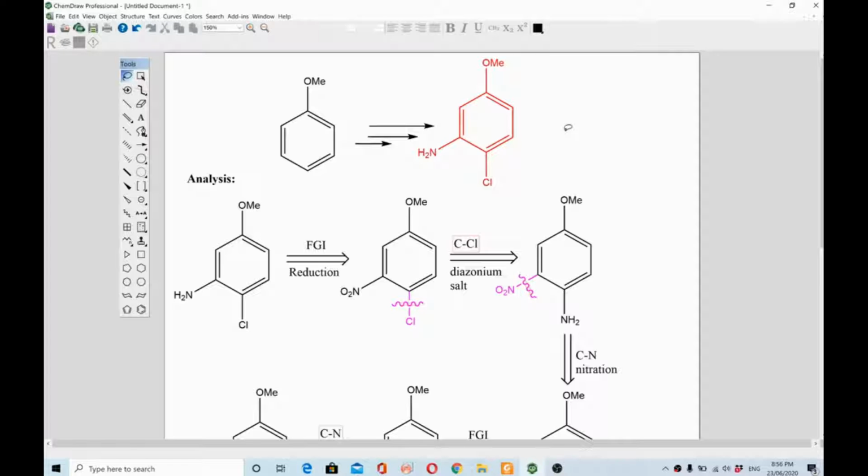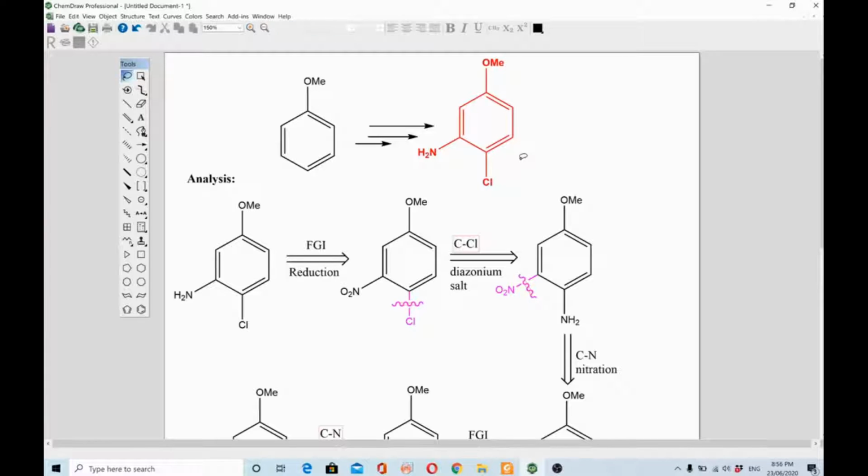Hello guys, in this video I will be talking about the retrosynthesis of this molecule which is colored in red. So this is an aromatic compound, contains three substituents: methoxy, NH2 group and chlorine groups.